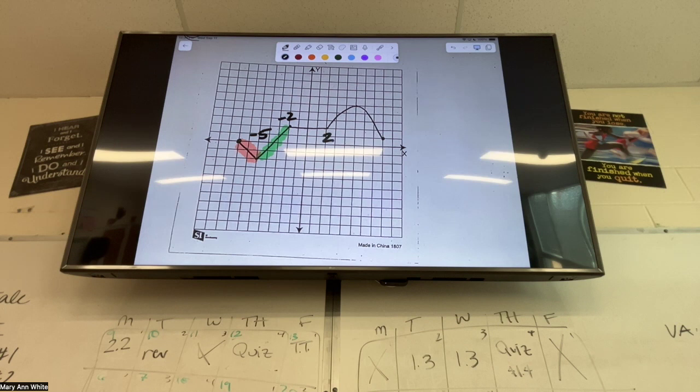When does it stop being constant? Two. And then what's it doing at two? Increasing. Increasing until when? Five. And then it's doing what until the end? Decreasing until the end. And the end you told me was at eight. So we started at negative seven, we ended at eight. So my areas of increasing are those two green areas, okay?